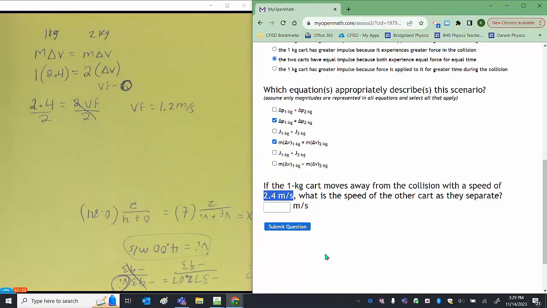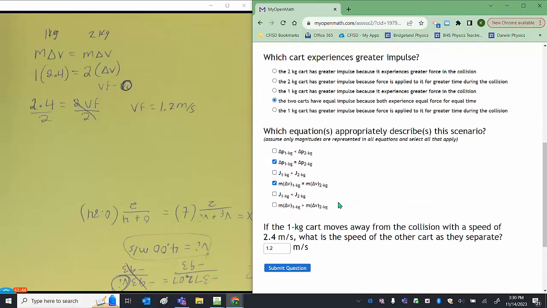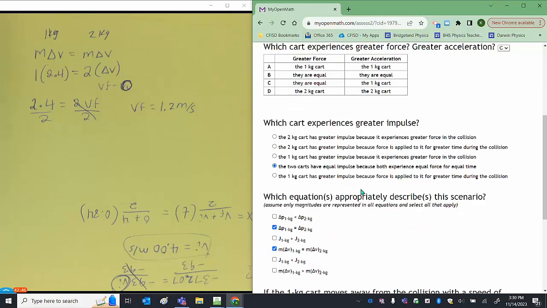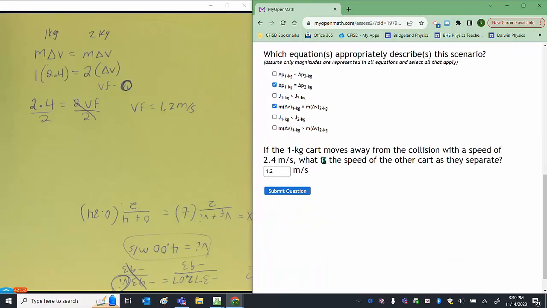And wouldn't you look at that? It is half as fast. This 1 kilogram cart's moving 2.4. The 2 kilogram cart is moving 1.2. It's half as fast. And again, we already knew that. We talked about that up here when we talked about the accelerations. We know that they don't have the same acceleration. That 1 kilogram cart has twice as much acceleration because it has half the mass. So not surprisingly, it's moving twice as fast as this one.